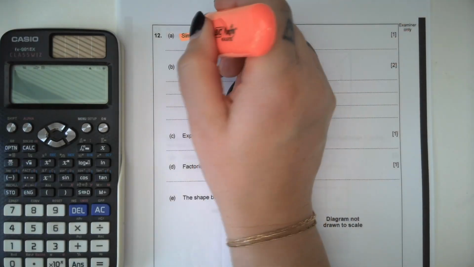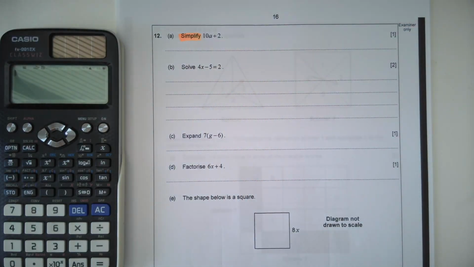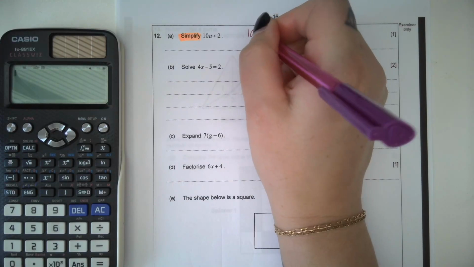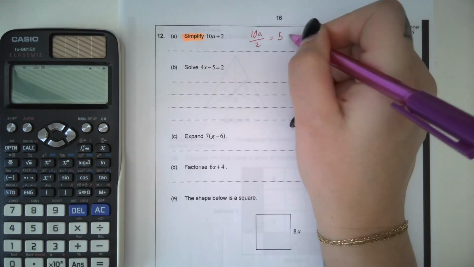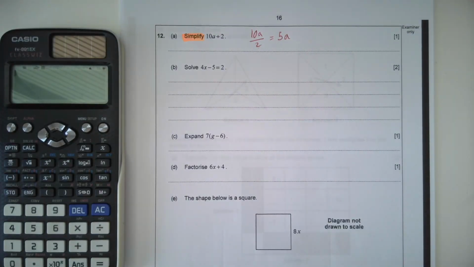12a. Simplify 10a divided by 2. So it's 10a divided by 2. 10 divided by 2 is 5, and then we've got the a left, so our answer is 5a.